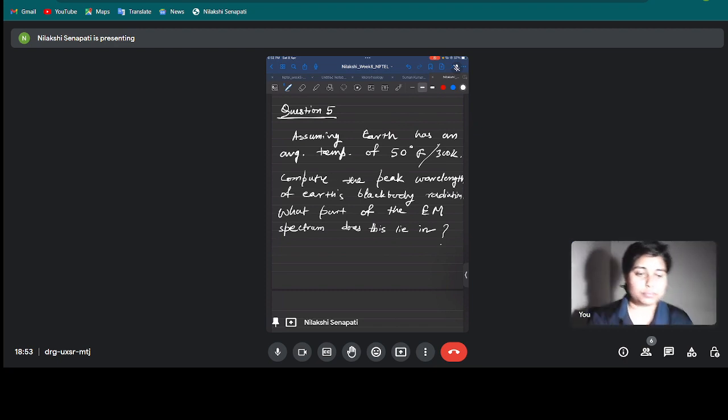Ma'am, E equal to hc by lambda, and in E we can place kT. Means kT equal to hc by lambda. From that relation we can find out the lambda. Okay, that's possible, but you are telling hc by lambda equal to kT, but I am not talking about thermal radiation, okay. So can you use this? I am talking about black body radiation.